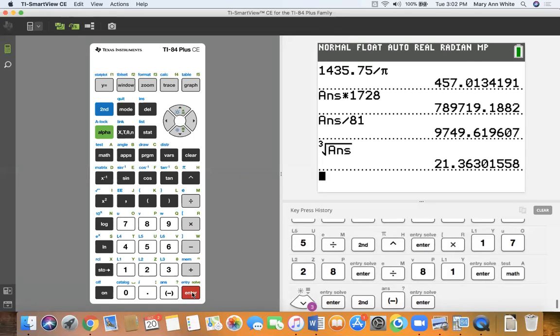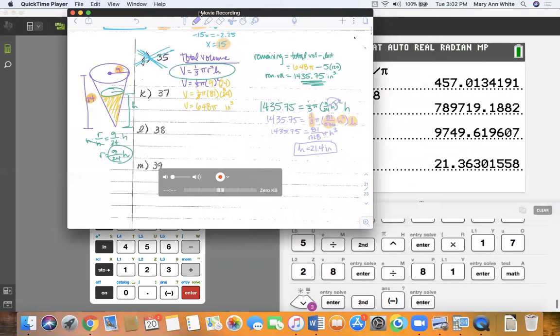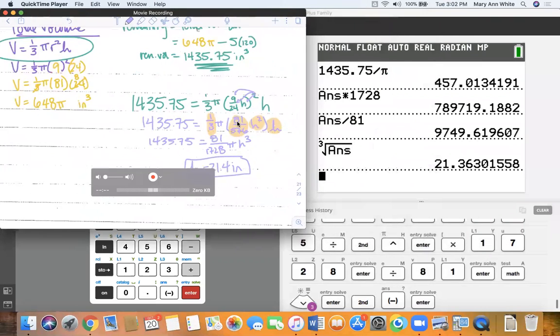Whew, so we just did a ton of work to find out that the new height of my tank, the water, is now at 21.4 inches after I drained water for 2 minutes. So this is what I have for my answer.